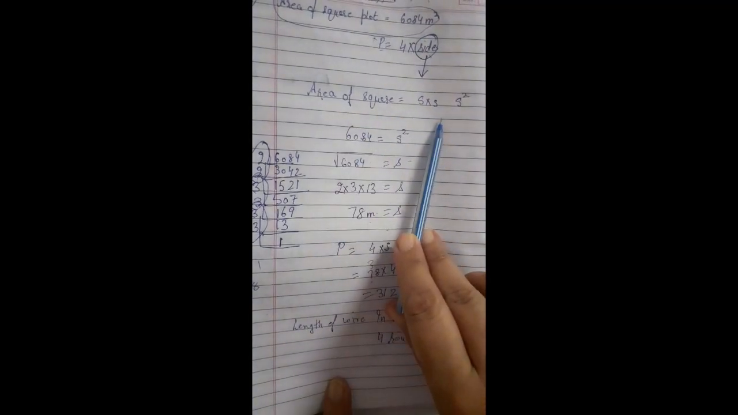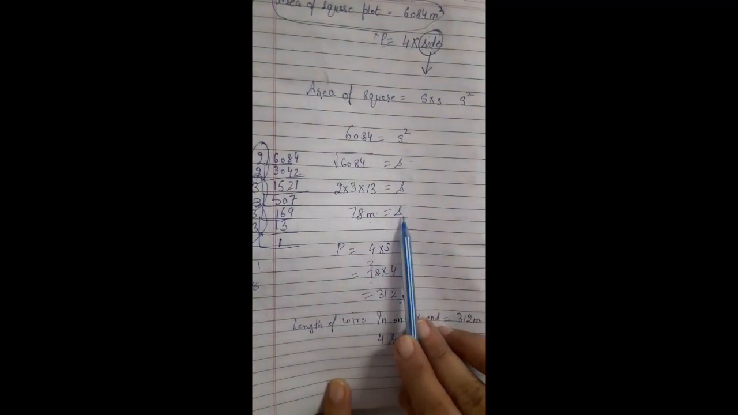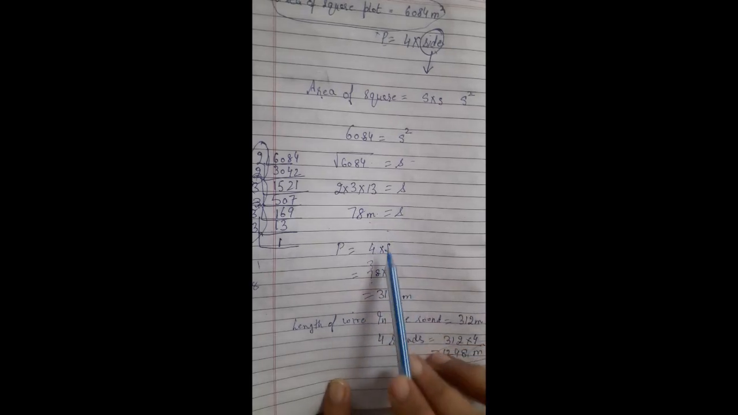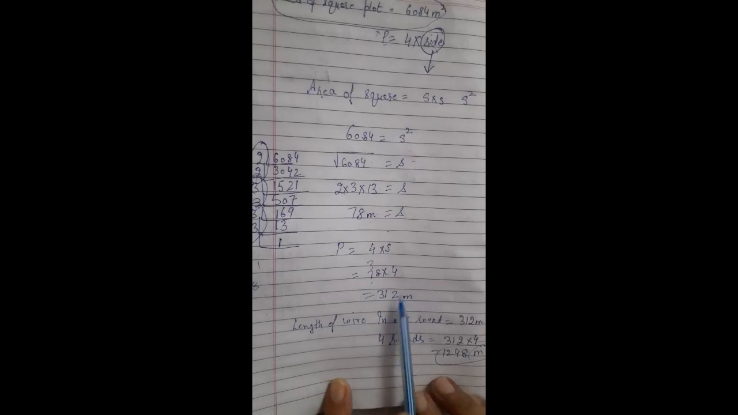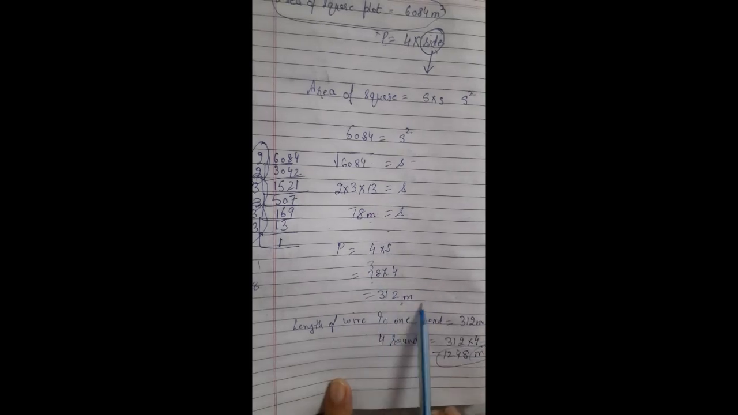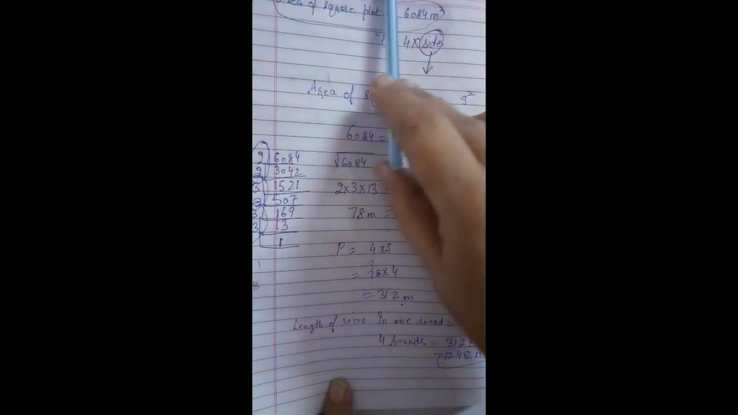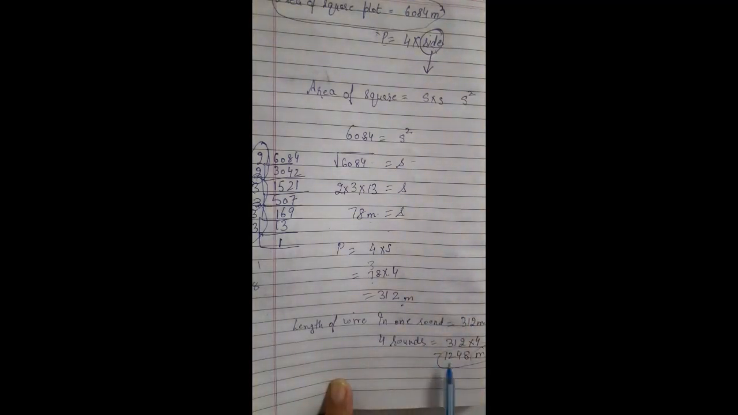By applying the formula of area, I have found the side. From the side, I then found the perimeter, and the perimeter means the length of wire around the plot one time, and in order to find four times, I have multiplied this with 4.